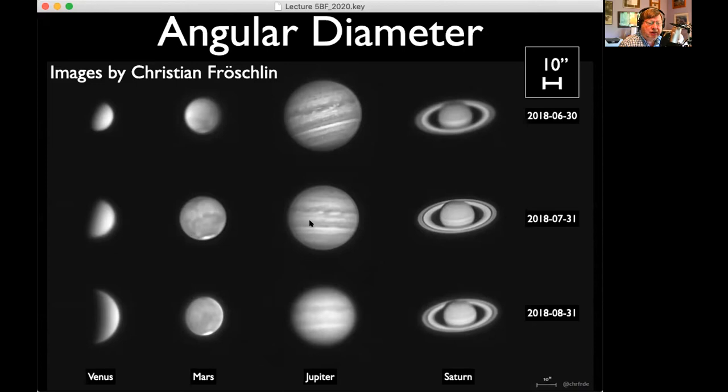Mars looks almost the same size as Jupiter, even though Mars is 1/10 the size of Jupiter. And that's, of course, because in this picture, Mars is a lot closer to us than Jupiter. Jupiter is much, much farther away. And then Saturn is about the same size as Jupiter, but it looks smaller, again, because Saturn is much farther away.